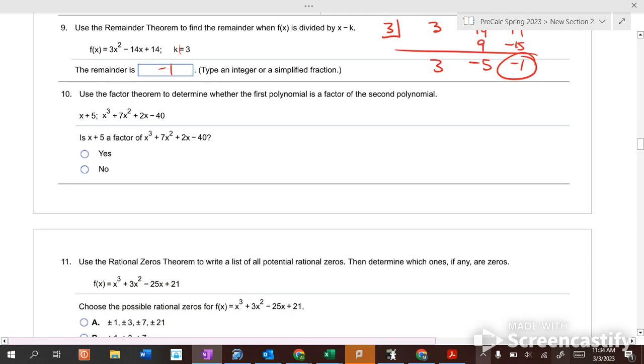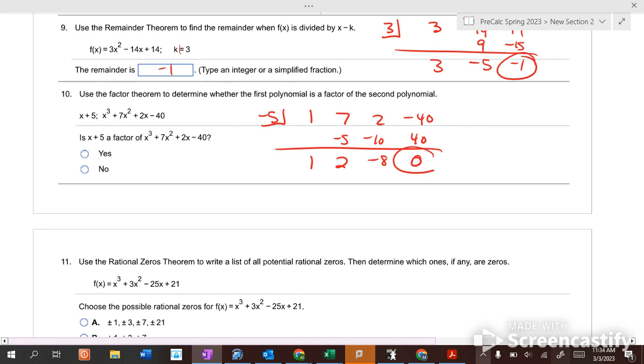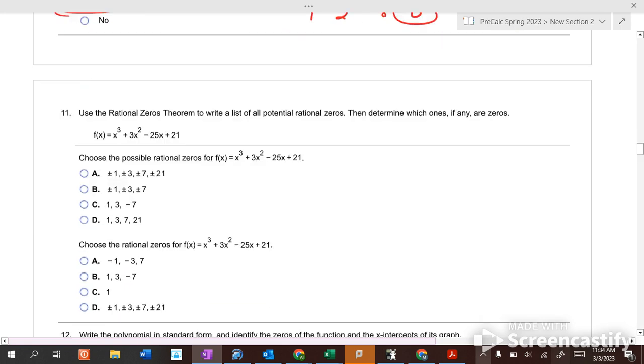Use the factor theorem to figure out if it's a factor. So we stick -5 here and go 1, 7, 2, -40. 1, -5, 2, -10, -8, 40, 0. If this is a 0, yes, it's a factor. If it's not a 0, no, it's not a factor.